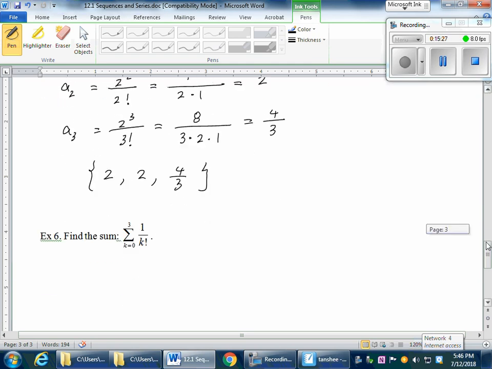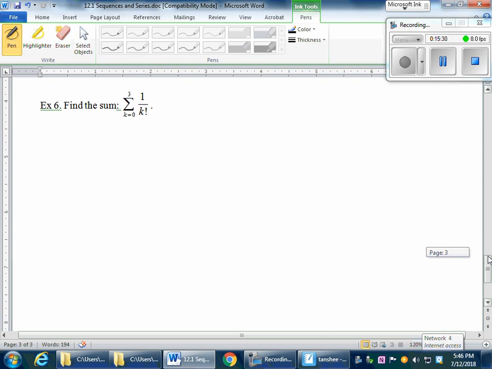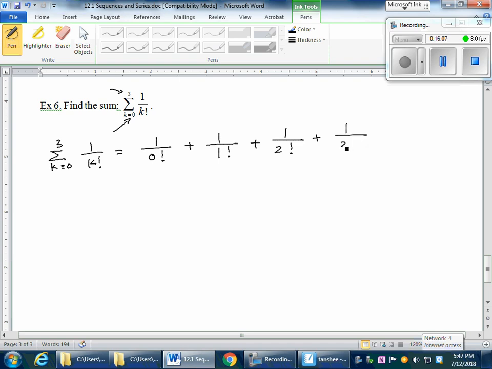Let's take a look at the last example right here. It asks you to find the sum of a given formula, which is a sequence. We know that the starting point is 0, and the end point is 3. So the sum of k equals 0 to 3 of 1 over k factorial is basically 1 over 0 factorial plus 1 over 1 factorial plus 1 over 2 factorial plus 1 over 3 factorial, because k is going to go from 0 to 3.